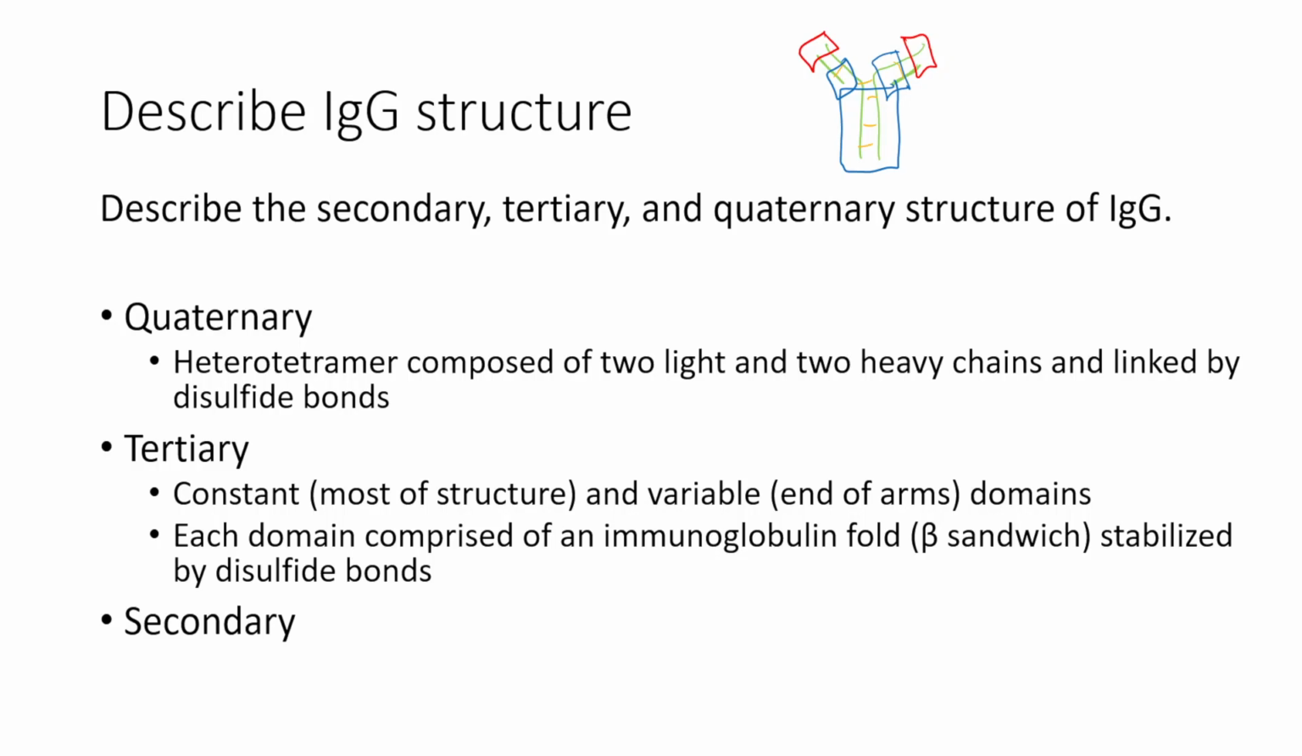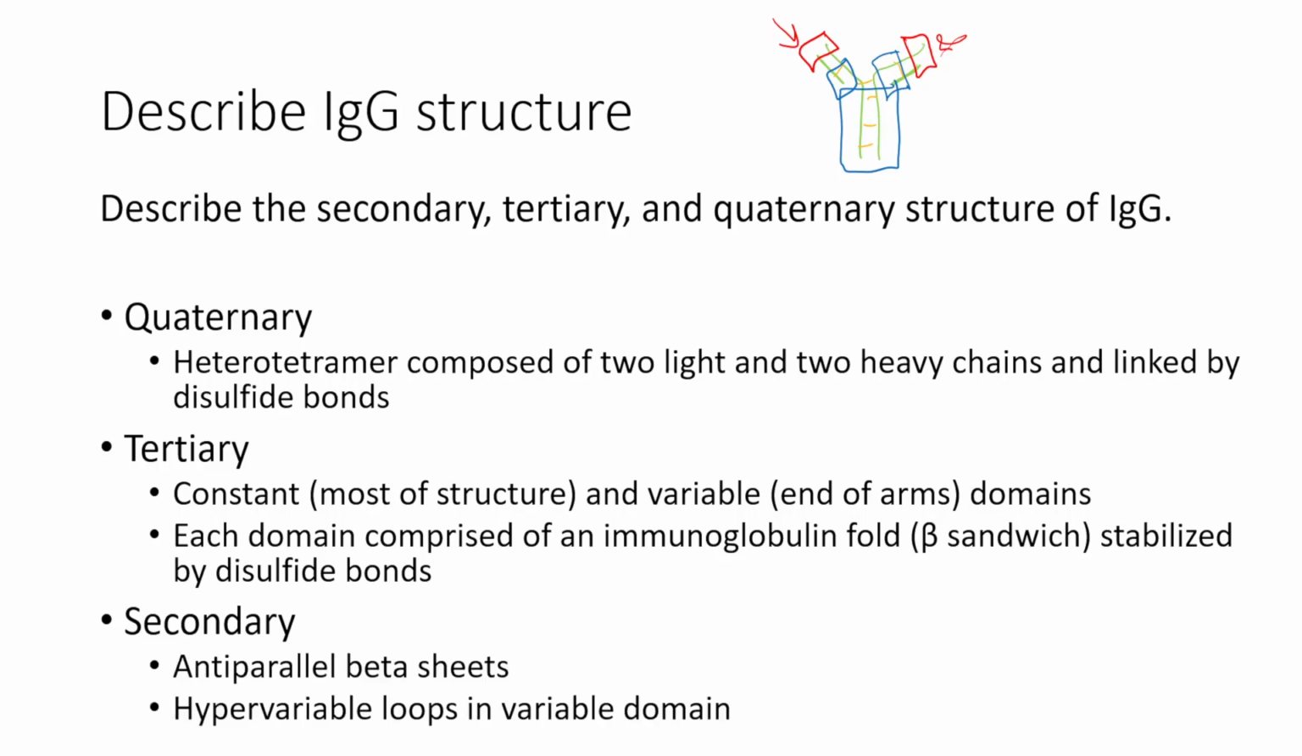So that hopefully gave a little bit of a clue as to what are the big components of the secondary structure. Yeah, beta sheets. Do you remember if they're parallel or anti-parallel? They're anti-parallel, yeah. And so those are what make up the parts of the beta sandwich. And what else do we see in terms of secondary structure, especially in the variable parts? Exactly, yeah, the hypervariable loops. So those are the two big things we see.